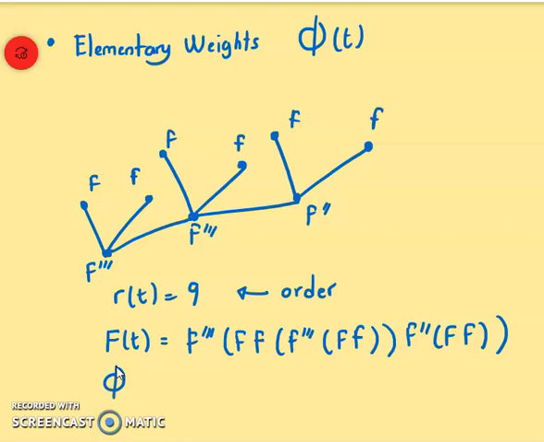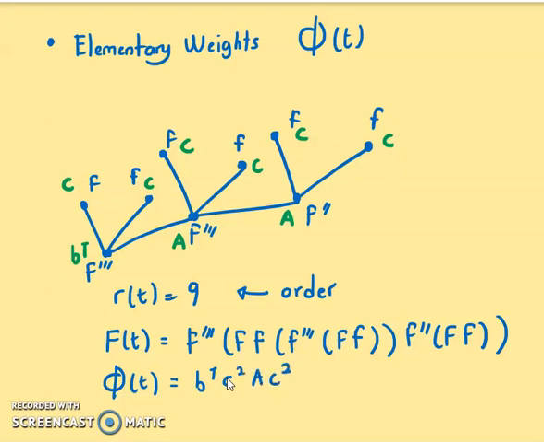Now the elementary weight, which is our psi t, is given by b transpose c c a c c a c c. So we have b transpose c squared a c squared a c squared. Okay, the one that has no connection, there's nothing up here, we write it as c. The root will always be b, and anything in between is your a.